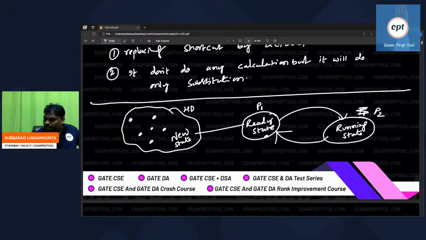Now some people are saying, sir, whenever P2 is running, let us assume that some interrupt came, maybe input required, maybe a printer required, some IO devices required. This is called IO wait.